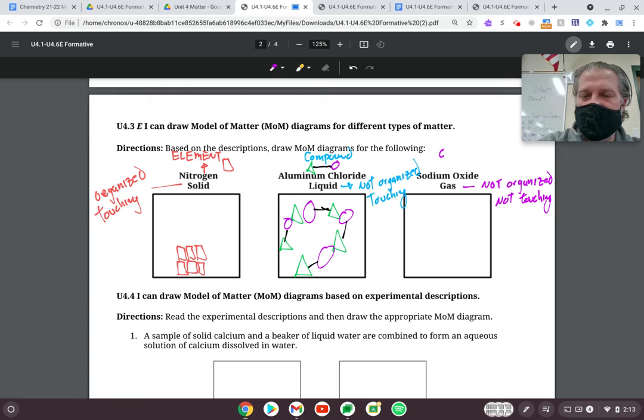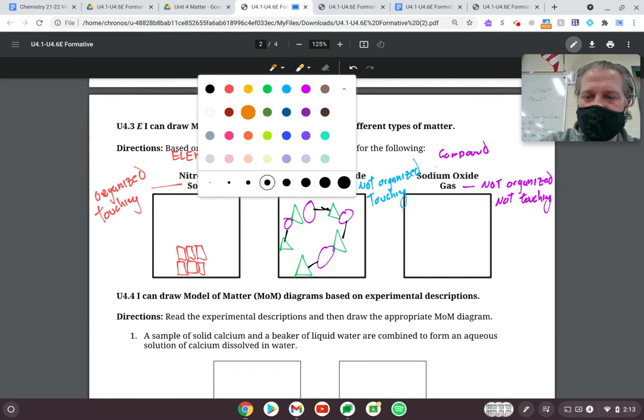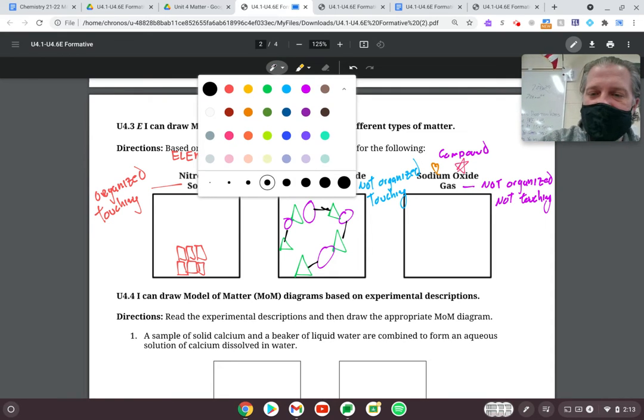So here again, we have a compound. So I'm going to say that we have something like, I don't know, sodium, which I might make a heart, and oxide, which I might make a star, something like that. So then I'm going to draw this as a gas. And we should remember that because it's a compound, they are bonded together with a line.